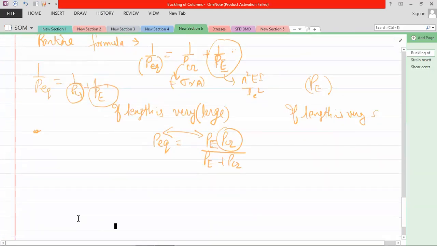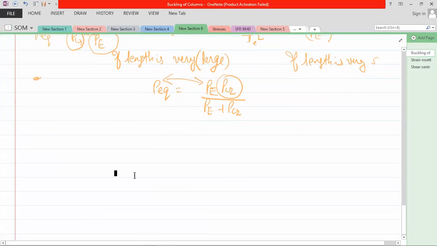Now I am going to strain energy. Before that, if you have any questions, you can ask. Otherwise, I will move on. I hope you understand the graph for the long and short columns. This is the graph for the long and short columns, and this is a limiting point. You need to find this limiting point, and what is the value for this condition.